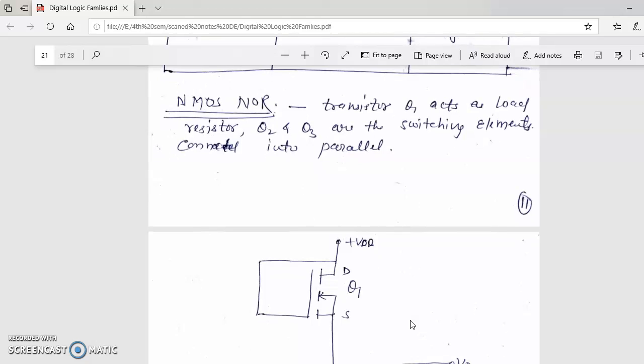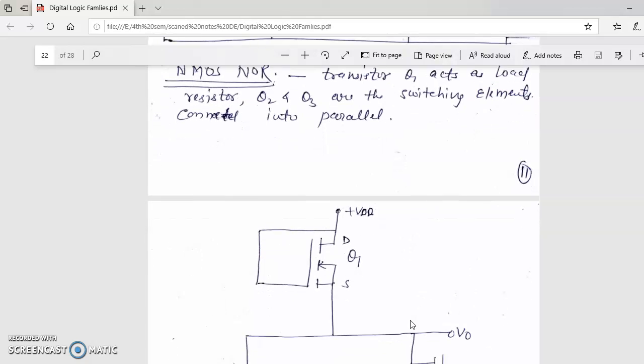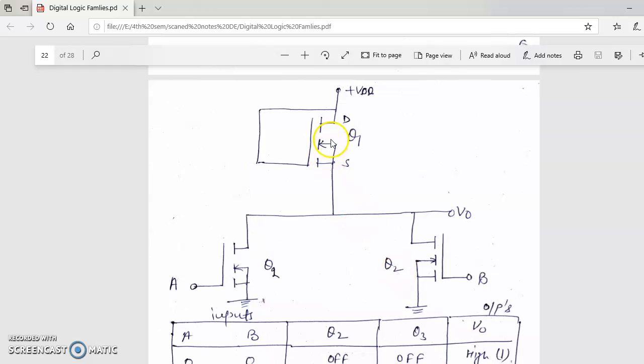Next one, similarly, we can construct the truth table of the NMOS NOR gate, or we can design a circuit for the NMOSFET NOR gate. For the NOR gate, two MOSFETs are connected in parallel, with one NMOSFET acting as a load resistor. Okay, this is the circuit. One NMOSFET acts as a load resistor with the drain and gate terminals short circuited, and the two NMOSFETs, Q2 and Q3, are connected in parallel, and we get the output here.